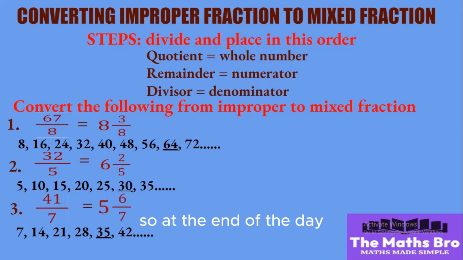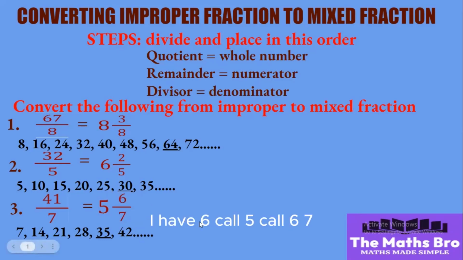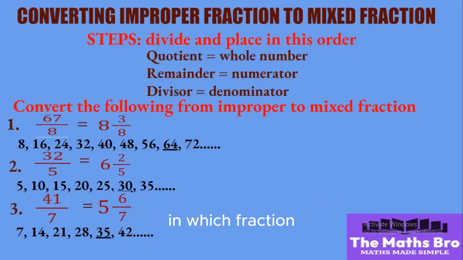So at the end of the day, I have an answer that looks like this. I have 5 whole number, 6 over 7. So my friends, that's how you can convert an improper fraction to a mixed fraction.